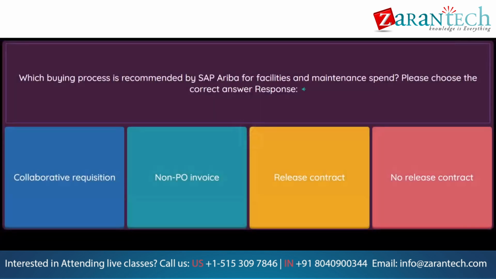Question: which buying process is recommended by SAP Ariba for facilities and maintenance spend? Please choose the correct answer. Response: Option 1 Collaborative requisition. Option 2 Non-PO invoice. Option 3 Release contract. Option 4 No release contract.